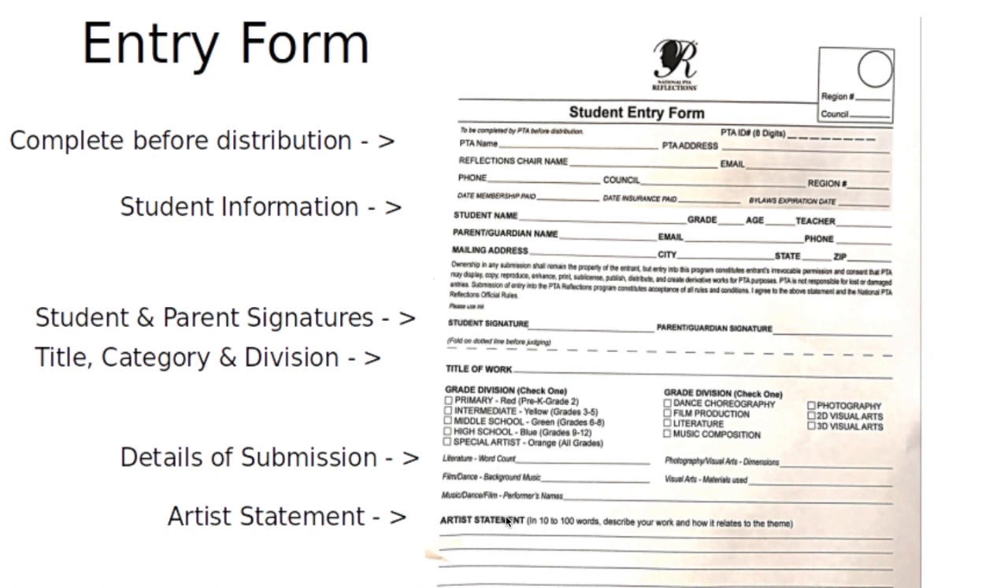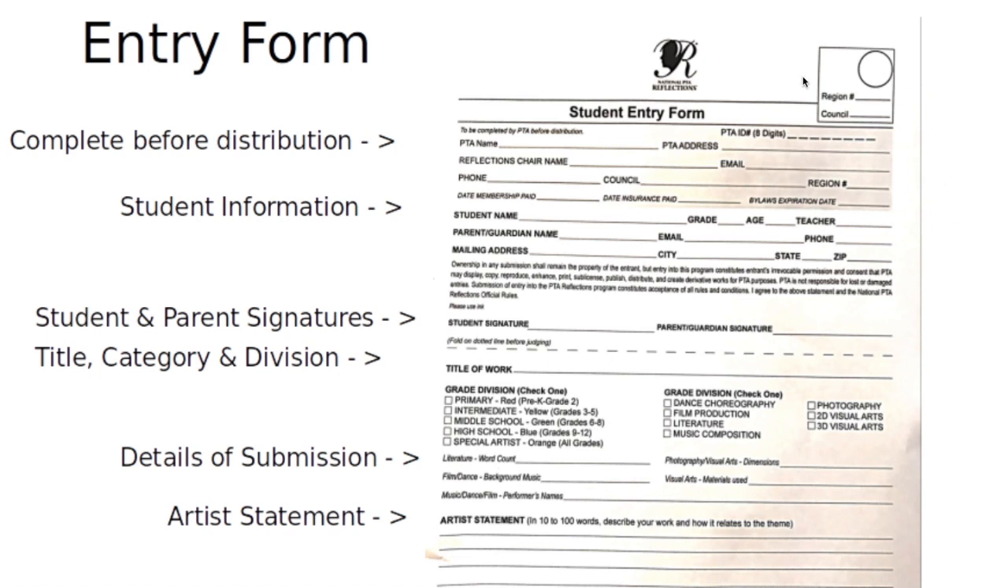This is a copy of our entry form. This top part right up here, you complete before distribution. If you are distributing the forms to your students, as a photocopy, you should fill this out first, then make copies and distribute them. We do have a writable PDF on our website where you can go and type that in.